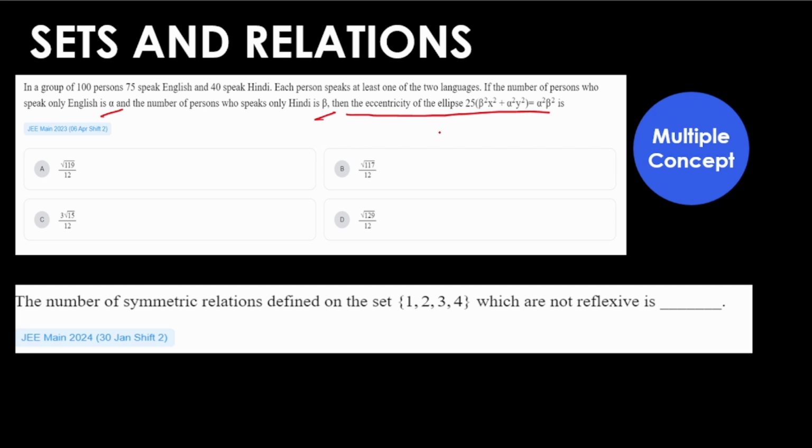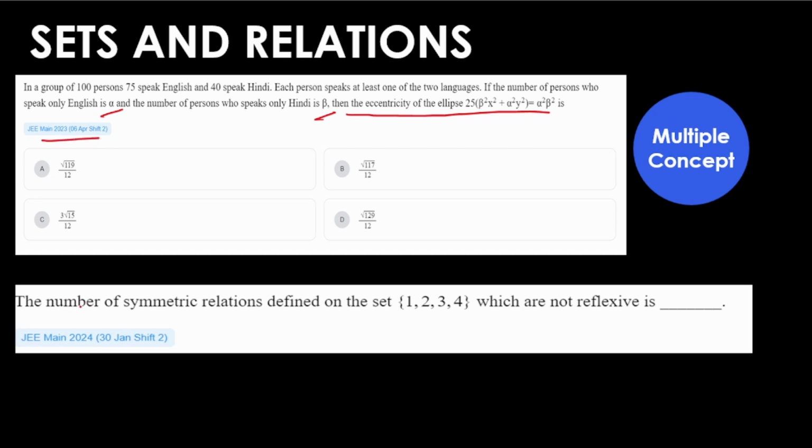If you're someone who did not study the concept of ellipse and only studied the chapter sets, you'll find it difficult, right? Because you know how to use the Venn diagram to find the values of alpha and beta, but unfortunately, if you did not study the ellipse chapter, you'll struggle to find the eccentricity of the ellipse. So this is a multiple concept question. This question is not that hard. If you find it hard, just go through the solution, try to learn it from that, learn to solve it. And if a question like this comes next time in your examination, make sure you solve it. This was asked in the year 2023, 6th April shift number 2.